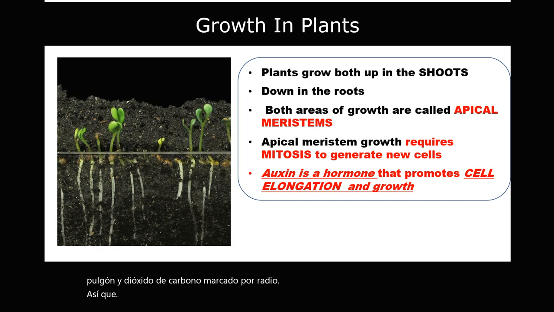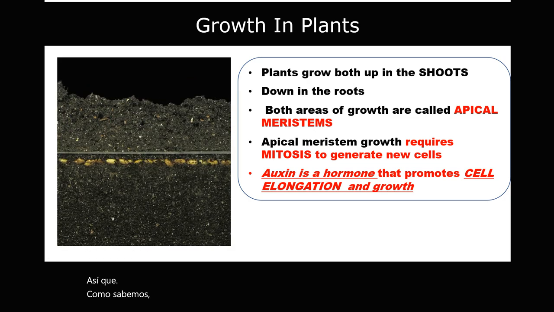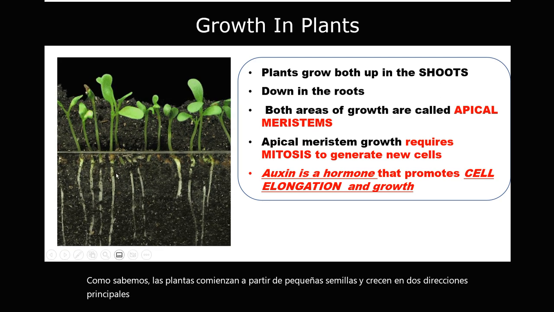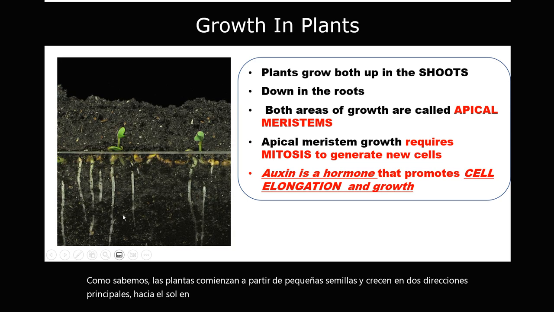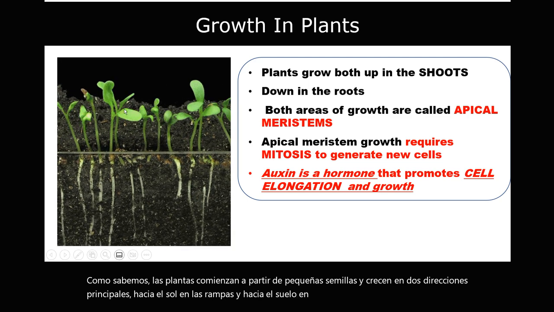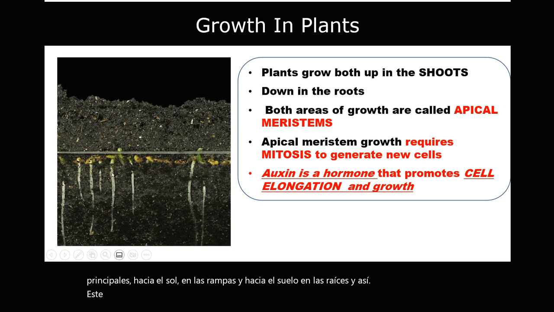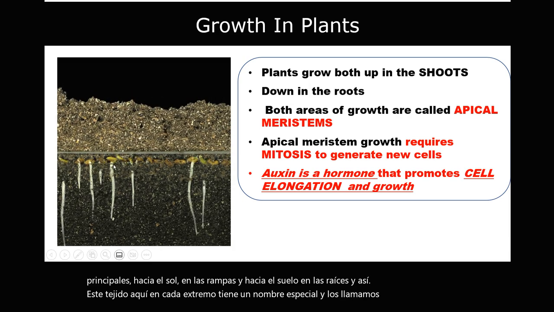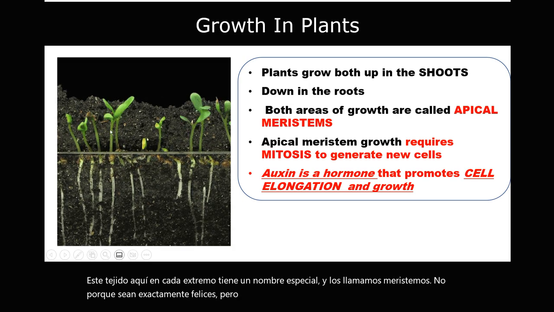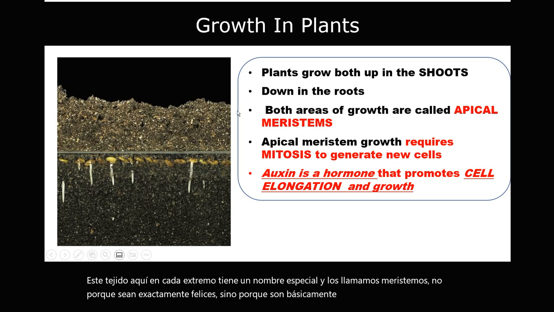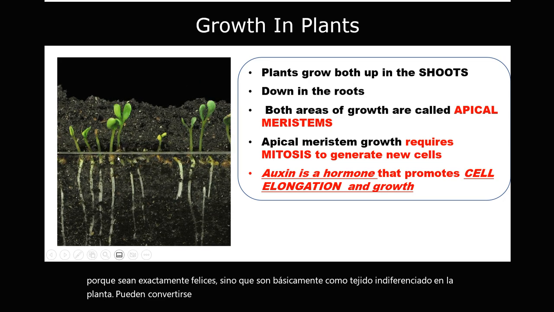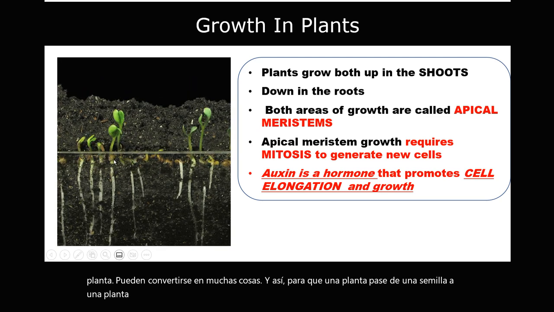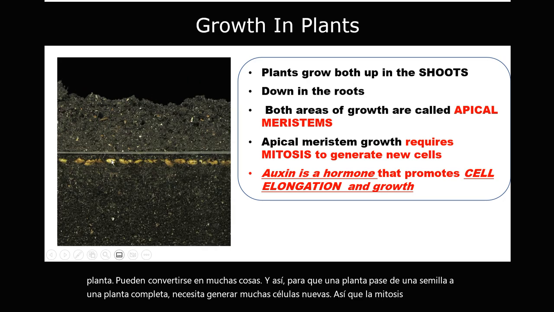So, as we know, plants start from little seeds and they grow in two main directions, up towards the sun in the shoots and down towards the ground in the roots. This tissue on either end has a special name, and we call them meristems. These are basically undifferentiated tissue in the plant. They can become many things. And so for a plant to go from a seed to a full plant, it needs to generate lots of new cells. So mitosis is going to be very active in a growing plant.